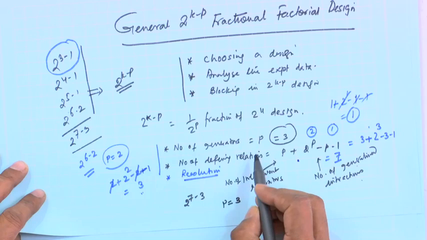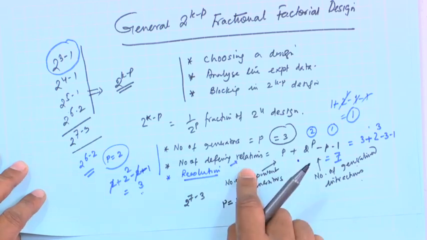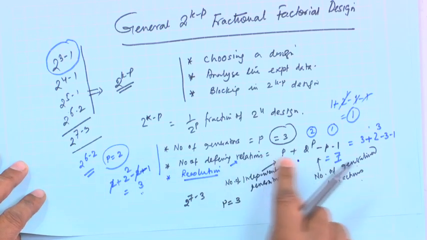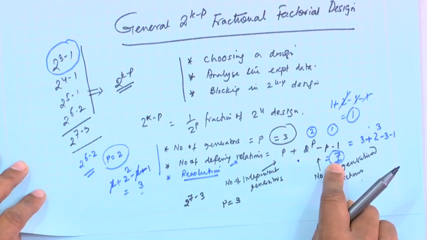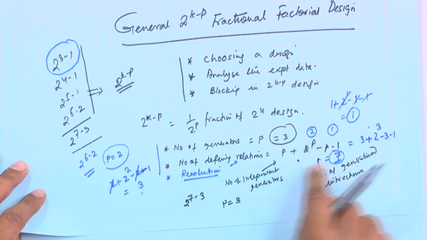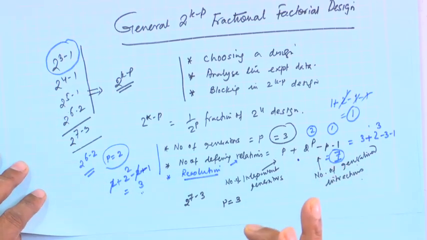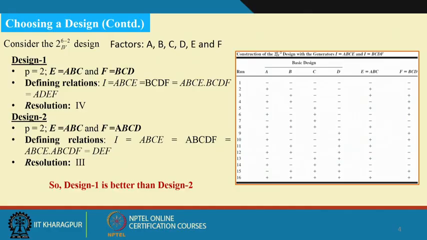A very important one is resolution, and all of you know that resolution will be understood from the defining relations. Suppose you have 7 defining relations; the least number of words in a relation, where the number of words is the minimum, that will be your resolution. So, now let us see a case.